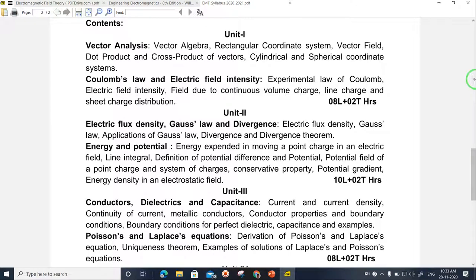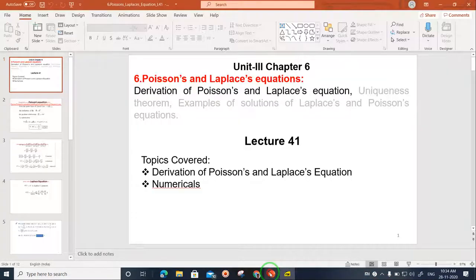Good morning, students. In today's lecture, we will see this chapter, Poisson's and Laplace equations. Already we have covered vector analysis, Coulomb's law and electric field intensity in unit 1. In unit 2, we covered electric flux density, Gauss law and divergence, and energy and potential. In unit 3, we covered conductors, dielectrics and capacitance. Today we will finish this chapter, Poisson's and Laplace equations. We will start with today's lecture.